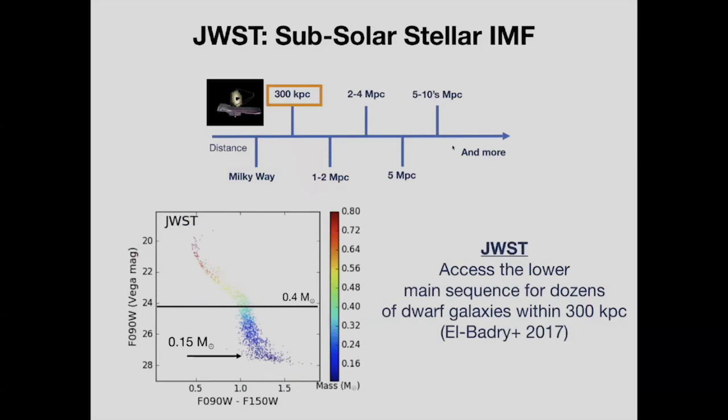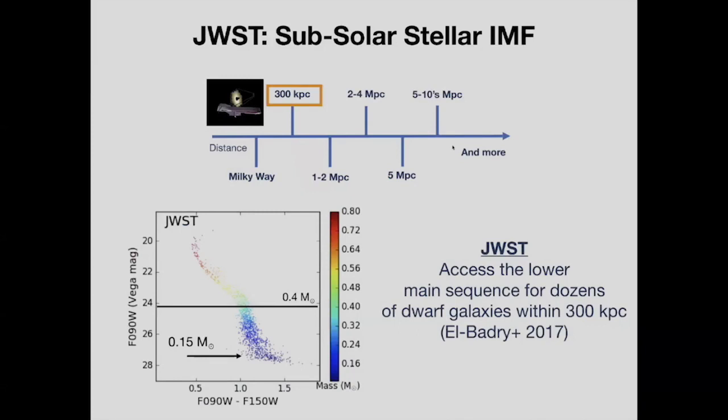Stepping a little bit further away, one thing that JWST is going to enable is a measurement of the subsolar stellar IMF in galaxies outside the Milky Way by directly counting stars. Some of you may be aware that there are suggestions that the low mass IMF varies as a function of environment. This has been shown to be the case in several ultra-faint dwarf galaxies around the Milky Way, and this has been done with HST.